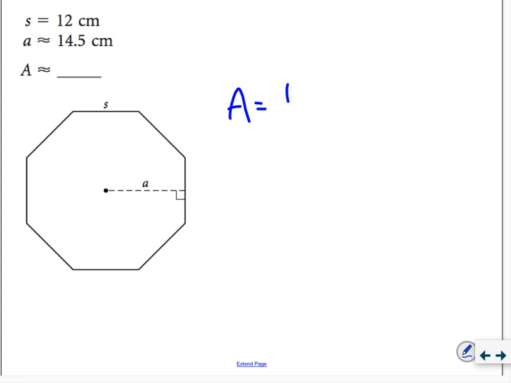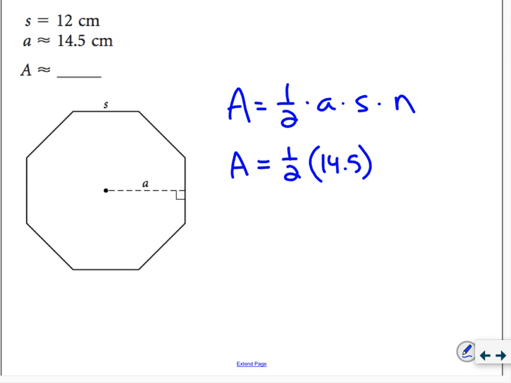So we know that A equals 1/2 times a times s times n. In this case, my value a is my apothem, so that's going to be about 14.5. s is the side length, which is going to be 12. And n is going to be the number of sides, and it's an octagon, right?